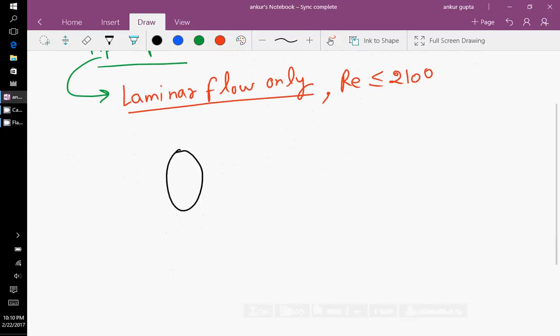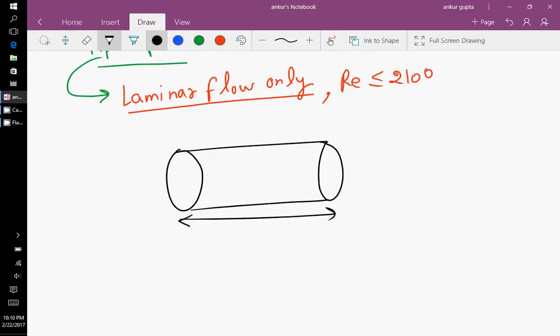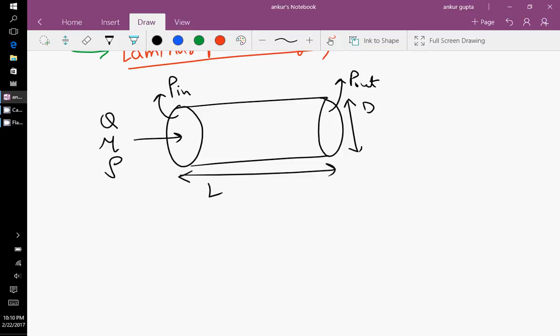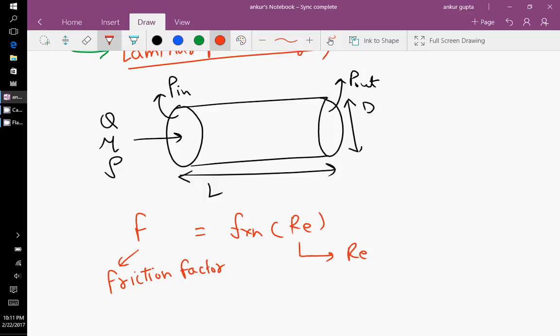Alright, so let us say we have a pipe, and we know that the length is L, diameter is D, and we are inputting flow rate Q, and the viscosity of the fluid is mu, density is rho. Let me also define P in and P out. We have defined several times that the two important dimensionless numbers in the system will be F, which is friction factor, and this will be a function of Reynolds number, where Re is Reynolds number.